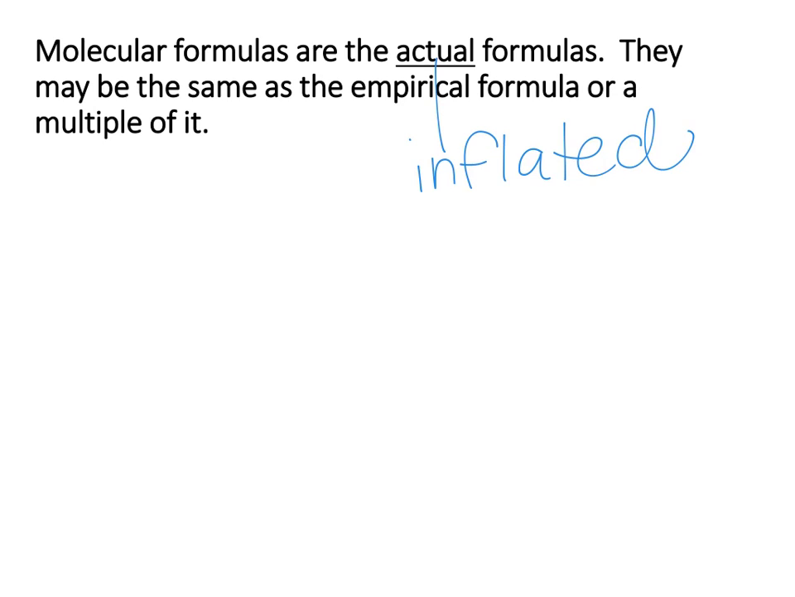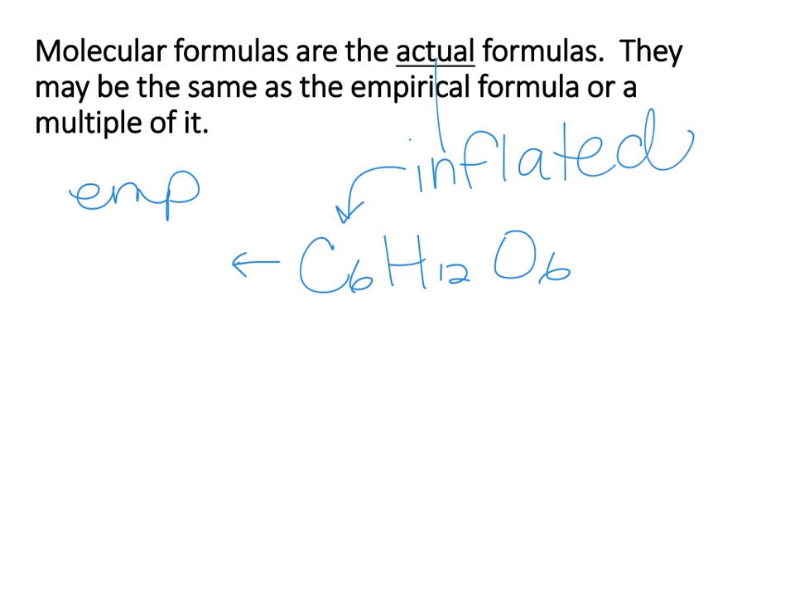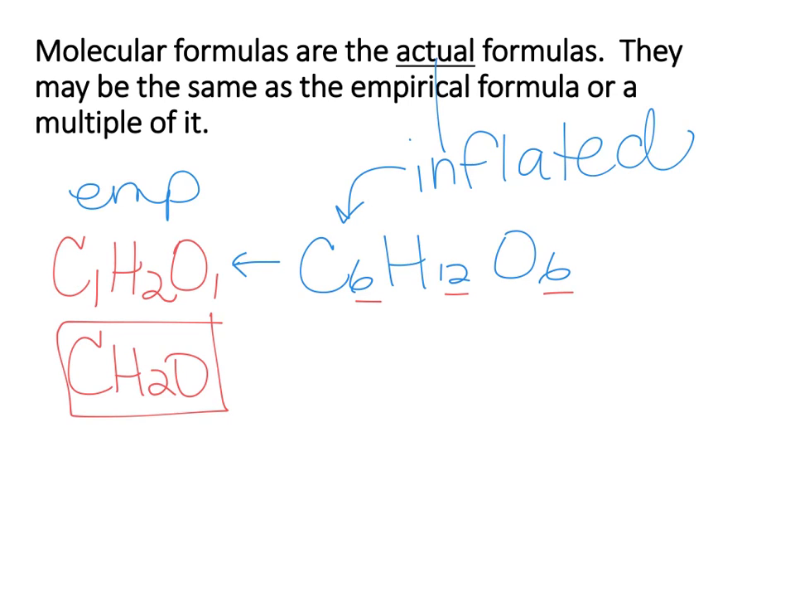So in biology, you learned this guy, C6H12O6. This is obviously the inflated version of a formula. If we wanted to make it into an empirical formula, all we would have to do is reduce. So the 6 would become a 1, the 12 would become a 2, and the 6 would become a 1. Obviously, we don't write the 1s. So this would be my empirical formula.